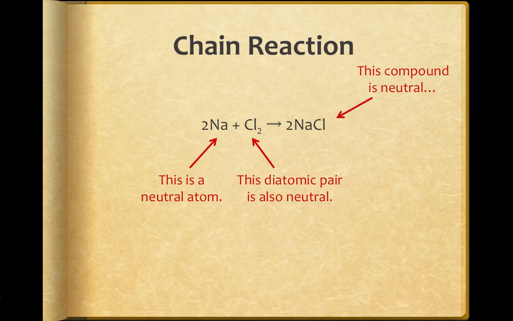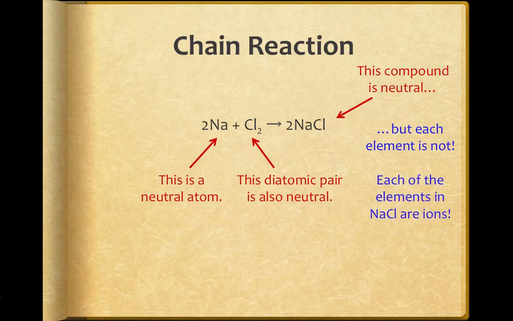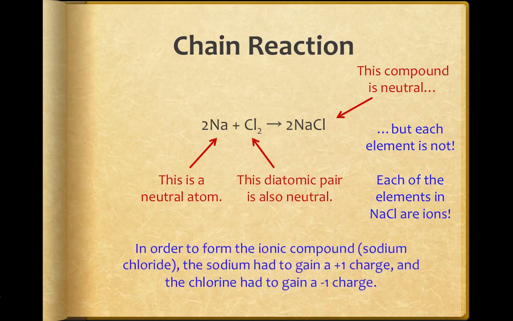We look at sodium chloride. It's also neutral. I know you're thinking, well, what the heck is the point? Well, even though this sodium and this chlorine were both neutral, and this compound is neutral, if we look at them individually, sodium and chlorine right here, they are not neutral, okay? These are ions. This is an ionic compound. And so in order to form sodium chloride, the sodium gained a +1 charge. The chlorine gained a -1 charge, okay?